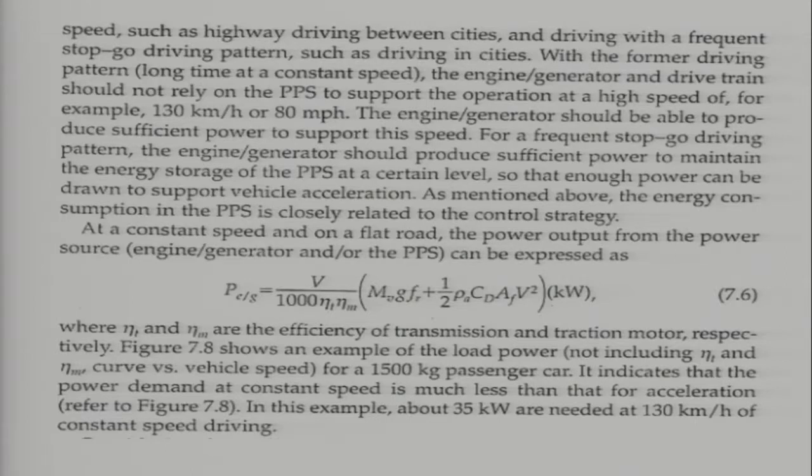So we have seen these control strategies in the earlier part, wherein if the engine generator power is more, how exactly the power can be divided amongst the traction motor as well as for the charging of the PPS. So at a constant speed and on a flat road, the power output from the power source can be expressed in this fashion. It indicates that the power demand at constant speed is much less than that for acceleration.